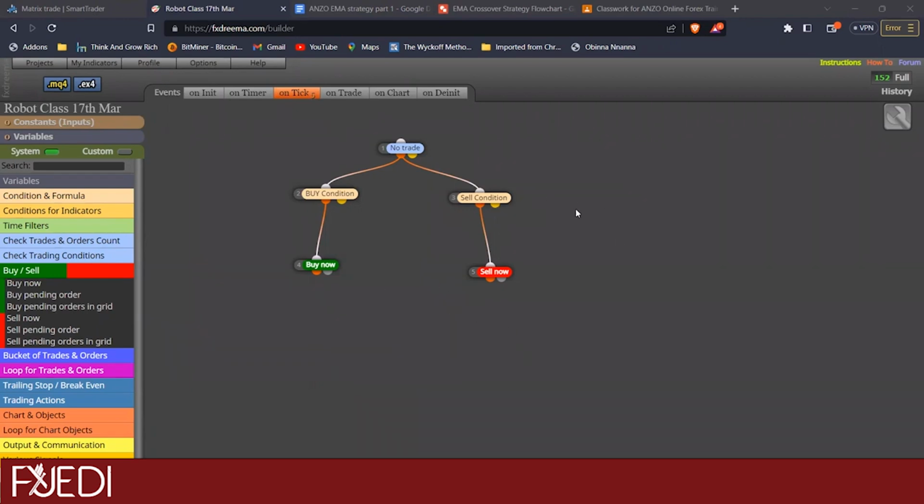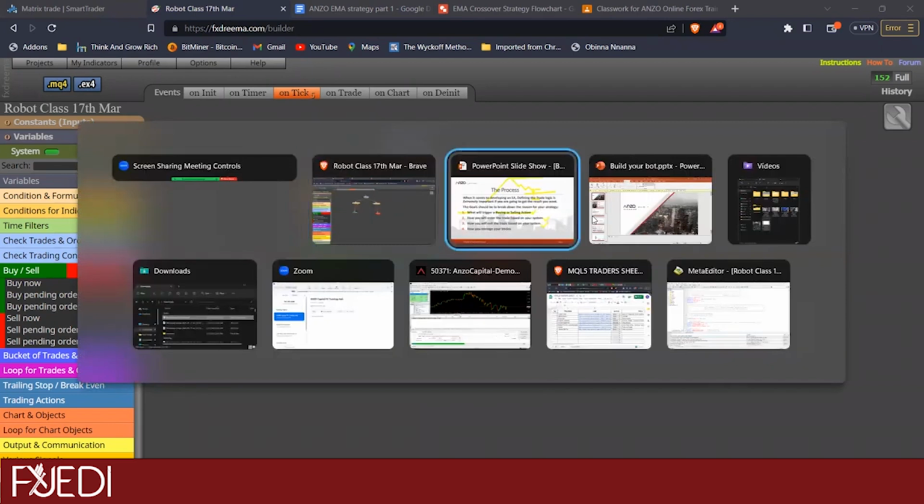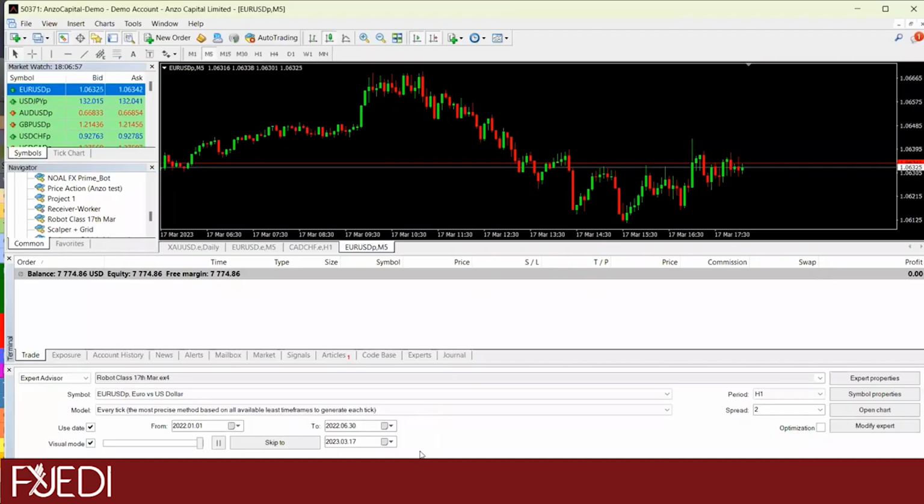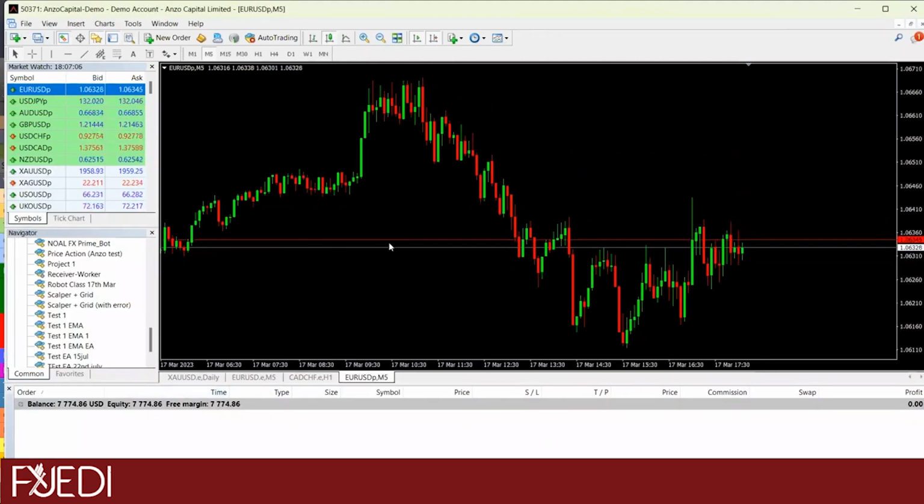It has downloaded to our computer. So what we'll do is we'll open up our MetaTrader 4, which we'll use to test it. So this is our MT4. Now you know what, let me close all of this so that we can start fresh. So we close that. And so we have a demo here.